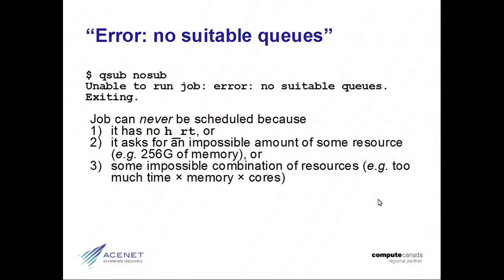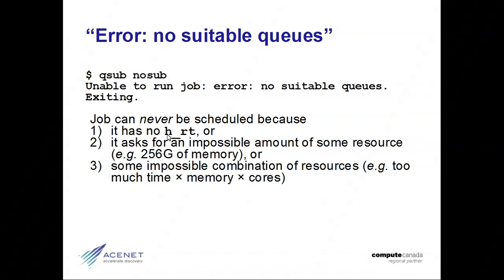On to problem of the second type. You type qsub, and it says, "unable to run job, error, no suitable queues, exiting", which is a really useless error message. What that means in English is that Grid Engine thinks it's never going to be able to schedule this job.